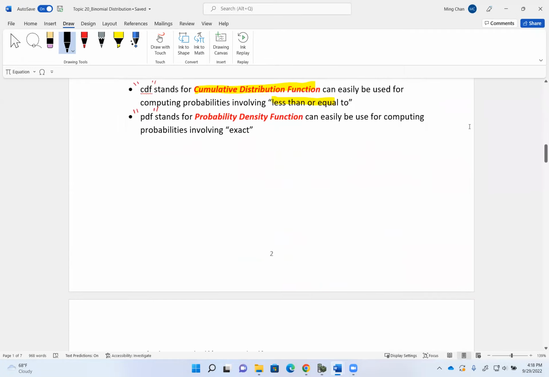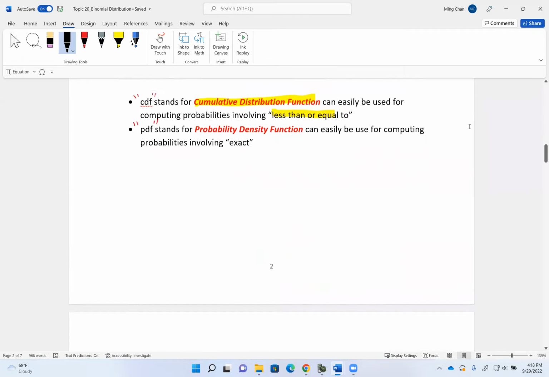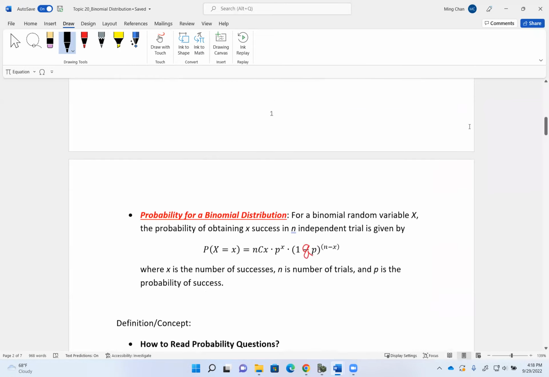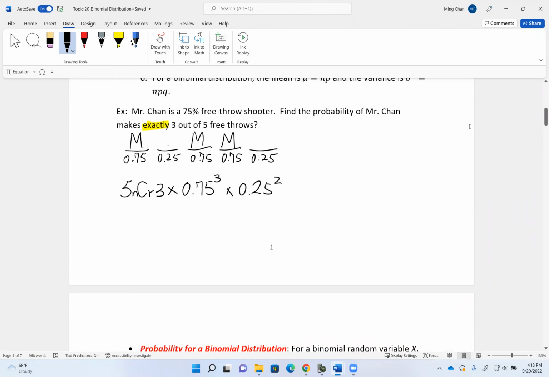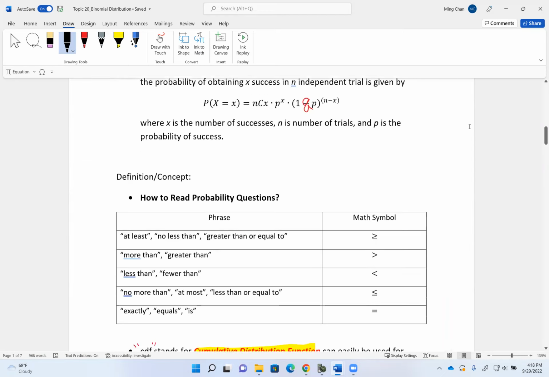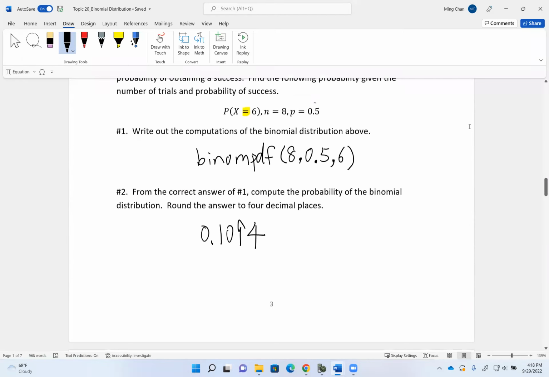So even though I was a 75% free throw shooter, I'm not asking to find the probability of making all five of them. I'm only asking the probability of making three of them out of the five. All right, let's try another example, okay?